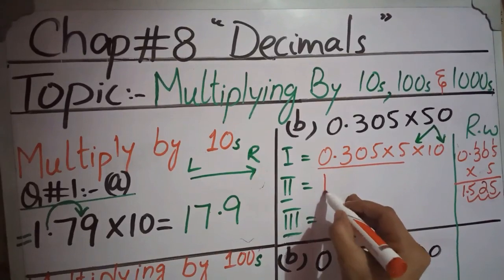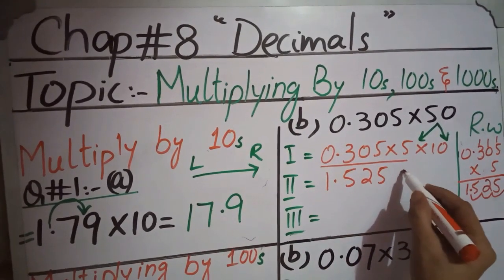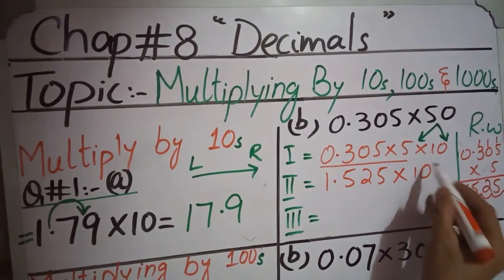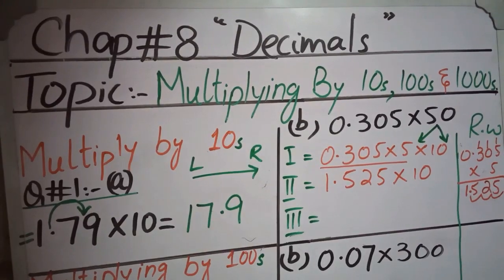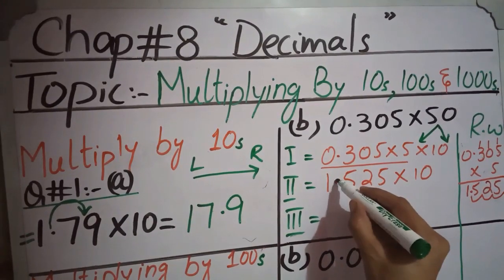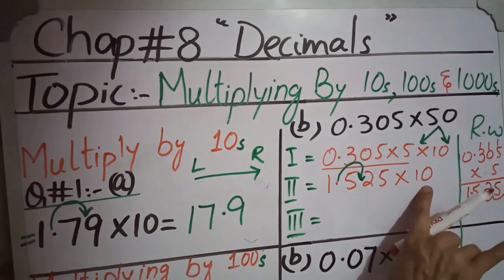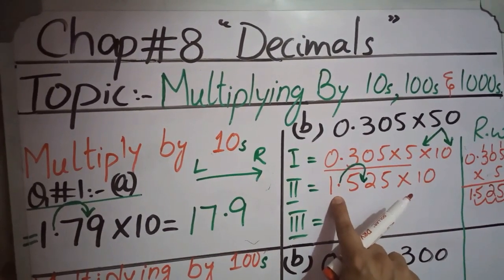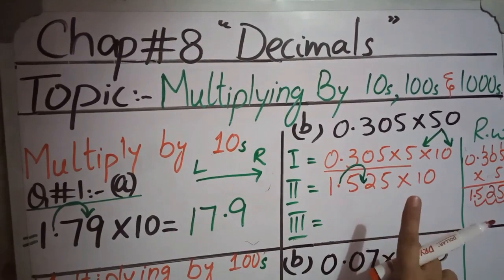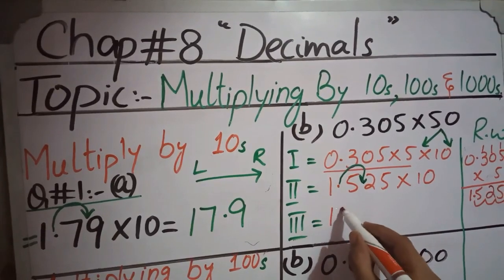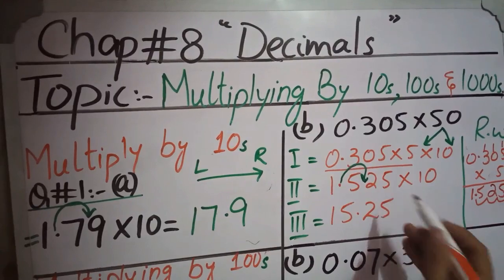Then you will have 1.525 multiplied by 10. Now it's very easy to move the decimal point towards the right, only once, because 10 has one zero. That's why we will shift the decimal point towards the right only once. Then you will have the answer 15.25.